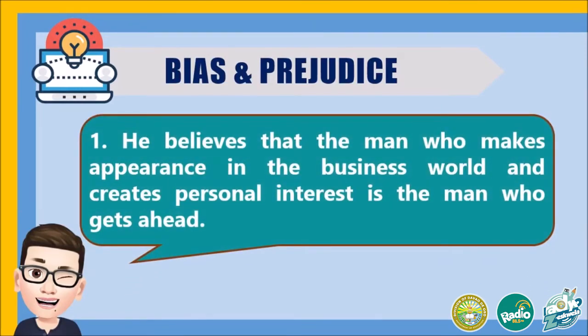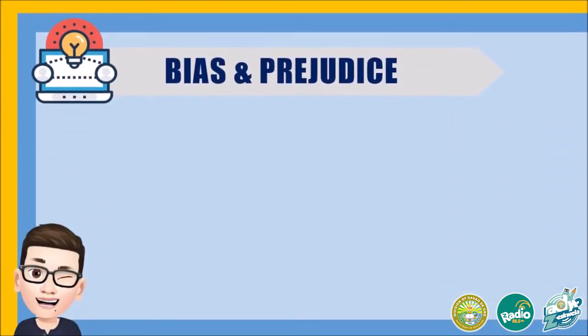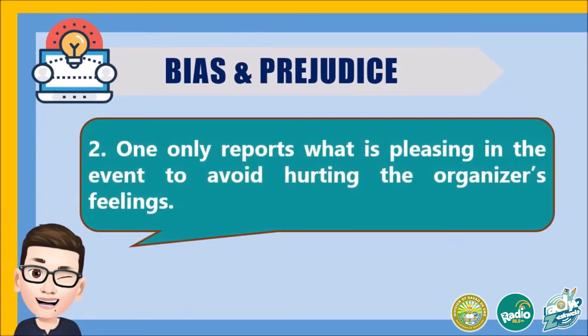Number one, he believes that the man who makes an appearance in the business world and creates personal interests is the man who gets ahead. The correct answer is bias. It is a wrong judgment that physical appearance usually guarantees success. Number two, one only reports what is pleasing in the event to avoid hurting the organizer's feelings. The correct answer is bias. It is being selective. There is unfairness because you only choose what to report.